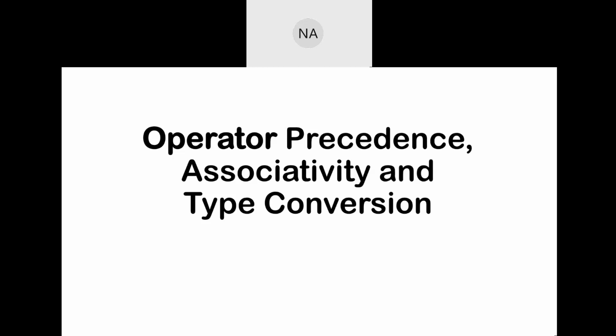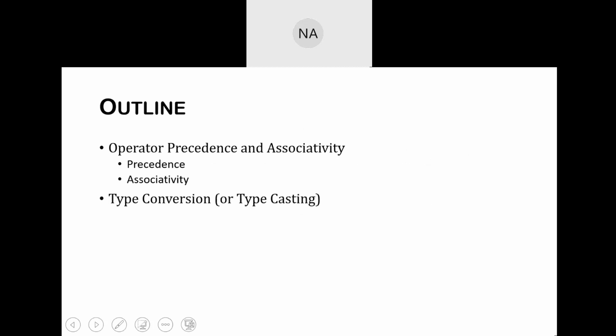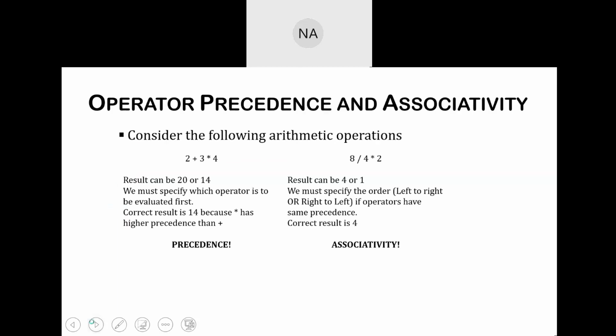In this video lecture, we shall discuss operator precedence, associativity, and type conversion. The outline of the lecture is: first we will discuss precedence and then associativity, and after that we will discuss type conversion. Type conversion is also called typecasting. So first, operator precedence and associativity.